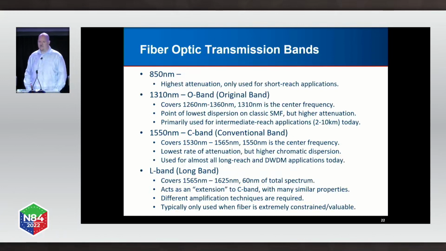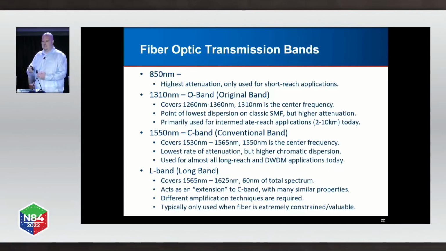And then you have 1550, a chunk called C-band. It covers between 1530 to 1565, and 1550 is the center frequency. When we have to reference it, we reference it by the center frequency. And this is the area of fiber that has the lowest rate of attenuation.